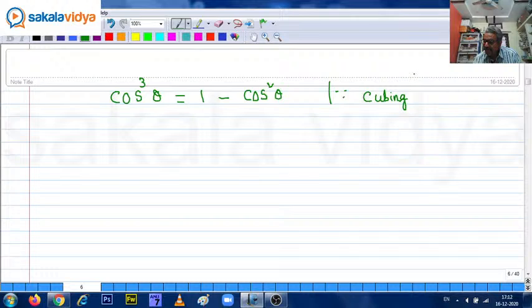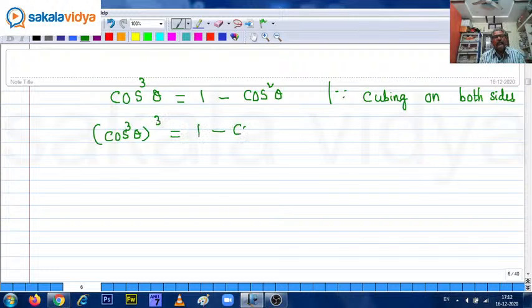What is the condition? Whatever it may be, the condition 0 to 1 means definitely it's the first quadrant, so theta is in 0 to pi by 2 only. Cubing on both sides, we get cos cube theta whole cube equal to 1 minus cos square theta whole cube. See, this is the (a minus b) whole cube formula.